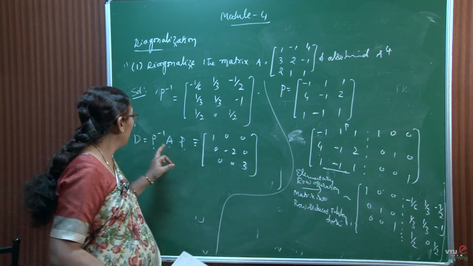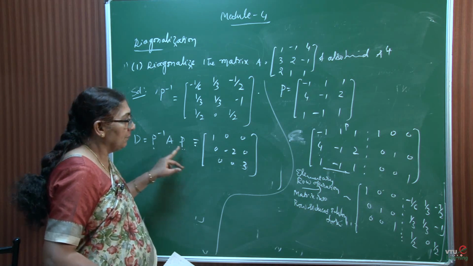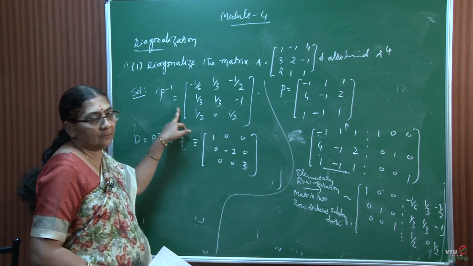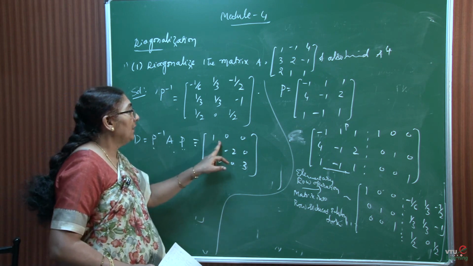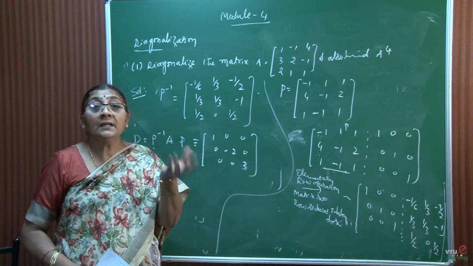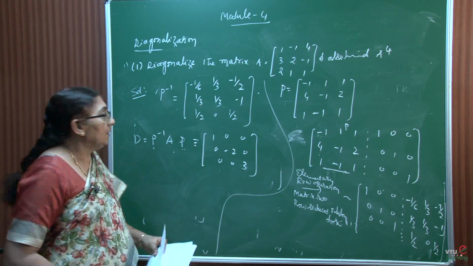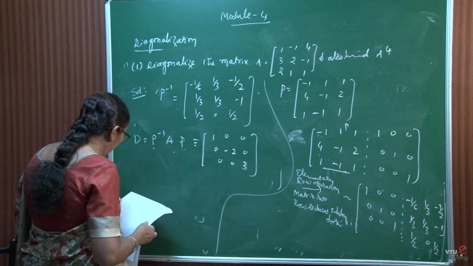It's very simple. You know P inverse, you know A, you know P. First substitute A and P, multiplied with the P inverse value. Definitely it converts to a diagonal matrix, where the principal diagonal values are the eigenvalues of the given matrix A. Next, I want to find A power of 4.